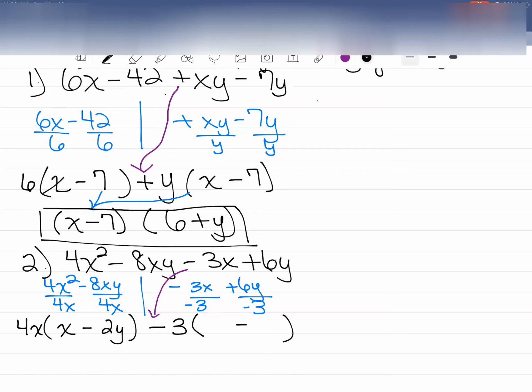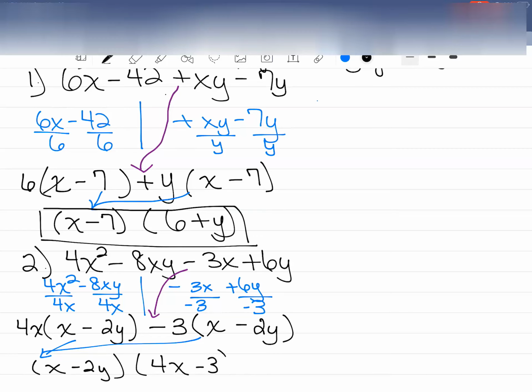Because a negative divided by a negative is going to give me a positive, and a positive divided by a negative is going to give me a negative. The 3x over 3 is just going to leave me with an x. The 6y over 3 is going to leave me with a 2y. Now I find my matching parentheses. I write that matching parentheses down one time, and then I write down what I have left behind.